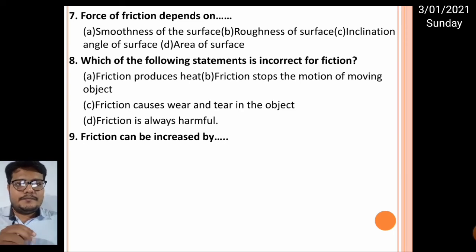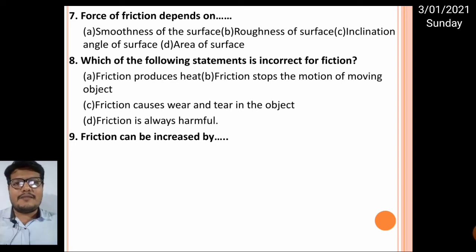See number B. Friction stops the motion of the moving object, like brakes, no? We apply the brakes. So yes, the B option is also correct. So B also cannot be our answer. So A and B are gone. Now from C and D, which is incorrect, that we need to find out. Number C. Friction causes wear and tear in the object. So it is also true, we are not able to wear our clothes or shoes for a long period of time, right? They get worn out. So C also cannot be our answer.